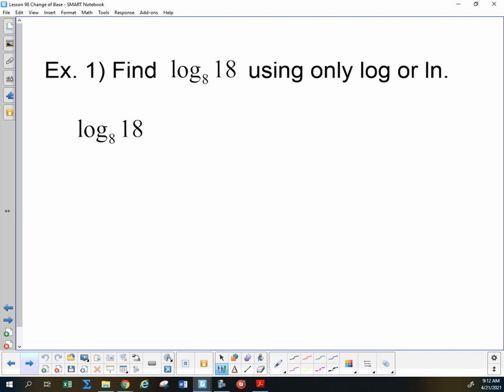So I want to find that, so I'm going to say that equals x, and I need to figure out what x is. That's equivalent to saying evaluate that. So with my properties, if I change it to exponential form, that means 8 to the x is 18. And then we can take some log of that. Let's do this one with common logs. Let's take the common log of both sides.